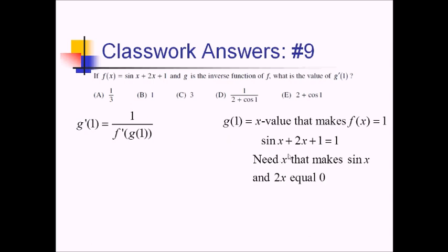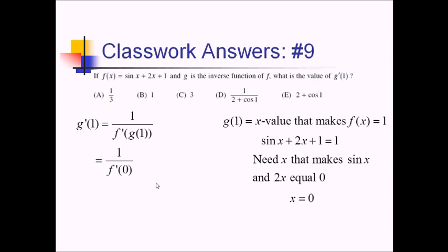So what x value makes sine of x 0 and 2x 0? Well, there's only one thing that makes 2x 0, and that's 0. It also makes sine of x 0. So that means x equals 0 is an answer for this. Okay, so we're really doing then 1 over f prime of 0.